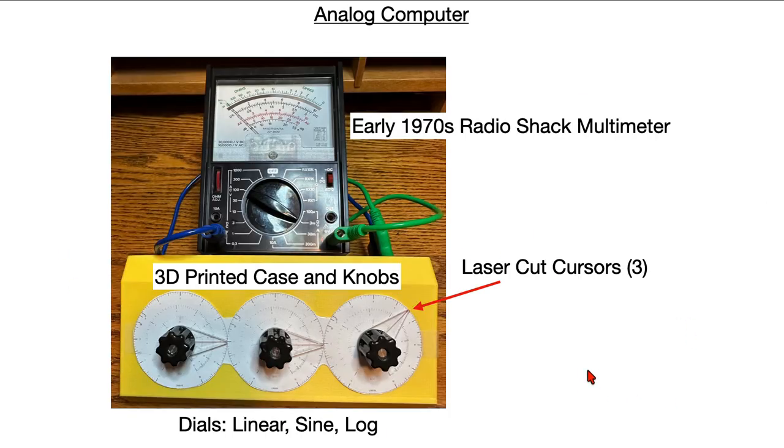So here's what it ended up looking like. Here's the printed 3D case and the knobs and the cursors. I printed dials that have 3 scales: one that's linear, one that's a sine scale, and one that's a log scale. And then here's an early 1970s Radio Shack multimeter that my father gave to me about 55 years ago. And this multimeter works as well today as it did in 1970. So this is a pretty cool setup.